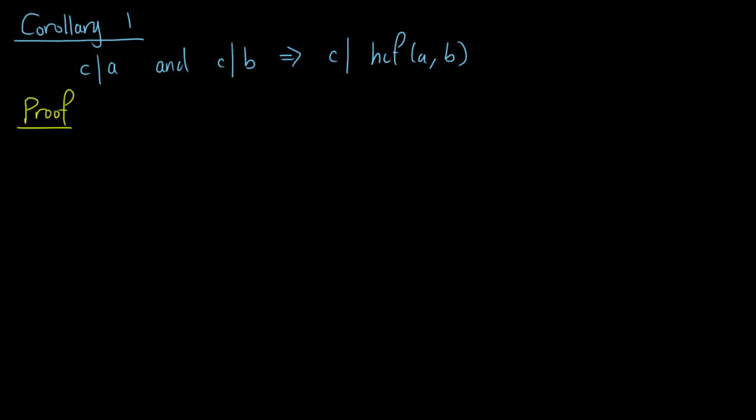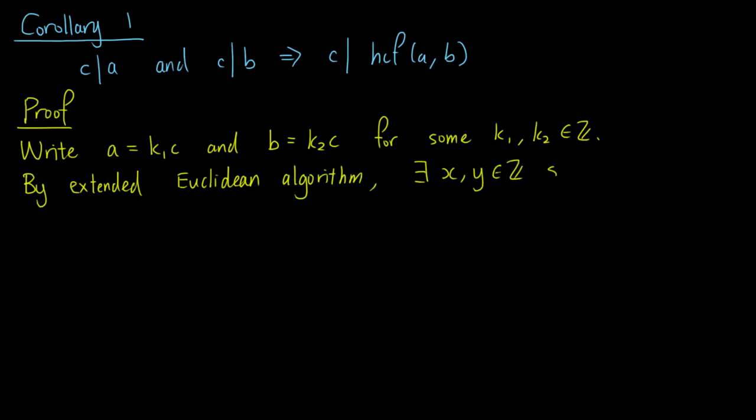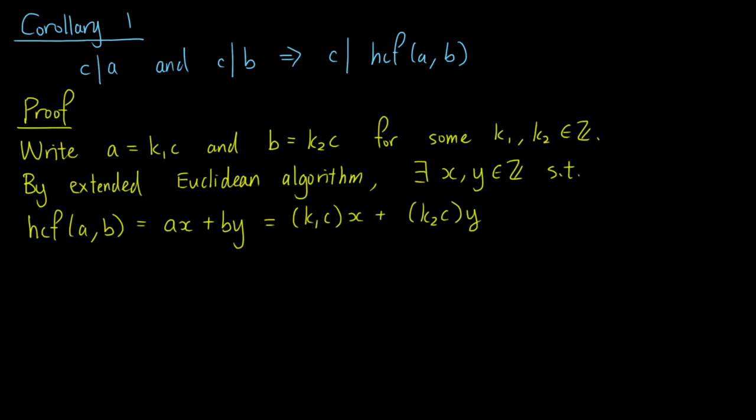It is easy to prove this using the extended Euclidean algorithm. First, we write A equals k1 times C and B equals k2 times C for some integers k1 and k2. Then, using the above theorem, there exist integers x and y such that the HCF of A and B equals ax plus by, which equals k1 times C times x plus k2 times C times y. We can take out the common factor C to get k1 times x plus k2 times y, times C, which means that C divides the HCF of A and B.